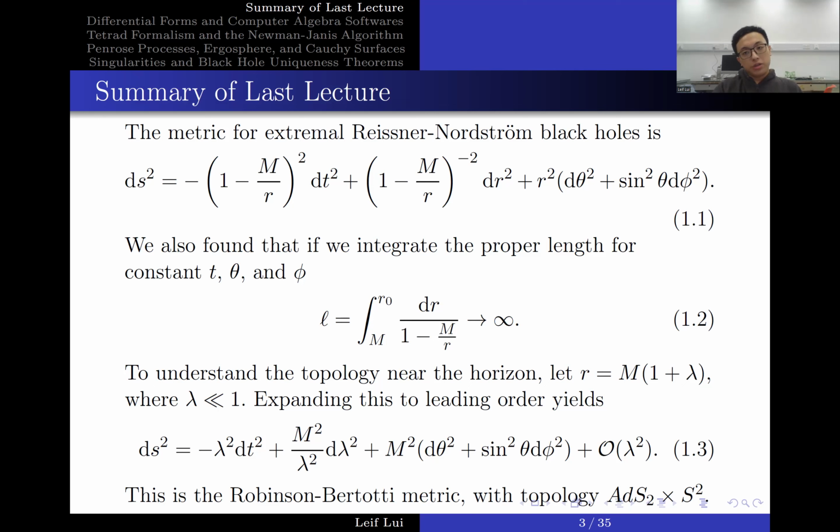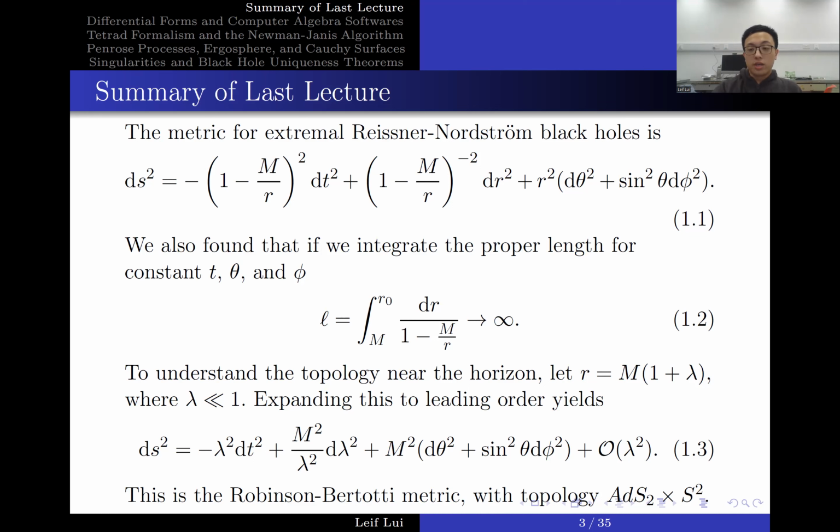To understand the topology near the horizon, what we can do is we can set r equal to m, which is the event horizon, and add some small parameter, lambda m. We can expand to leading order, and what we obtain is the following metric. This is called the Robinson-Bertotti metric. This part corresponds to the anti-de Sitter region, and this part corresponds to a spherical region, as it's the metric of a two-sphere with radius m. And we see that this has topology AdS2 cross S2.